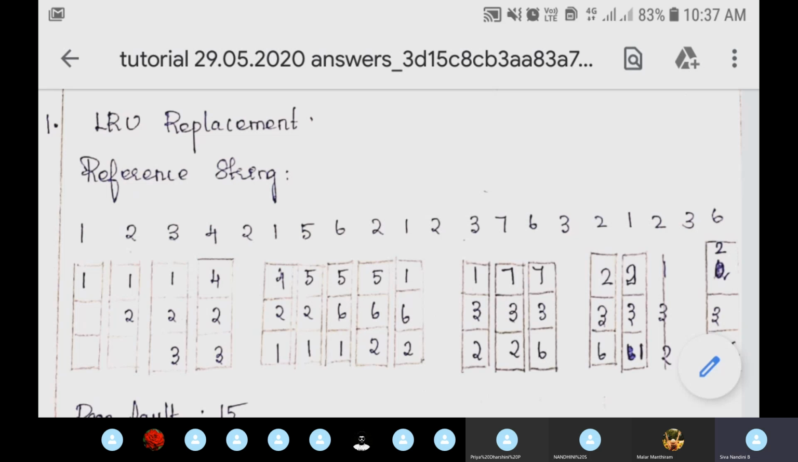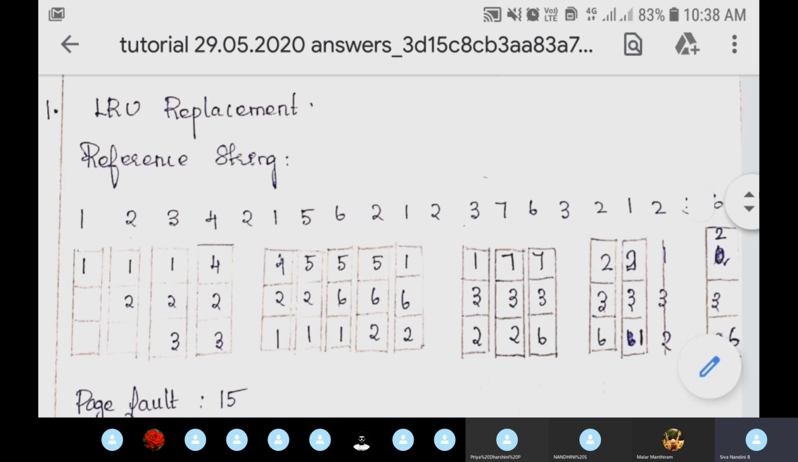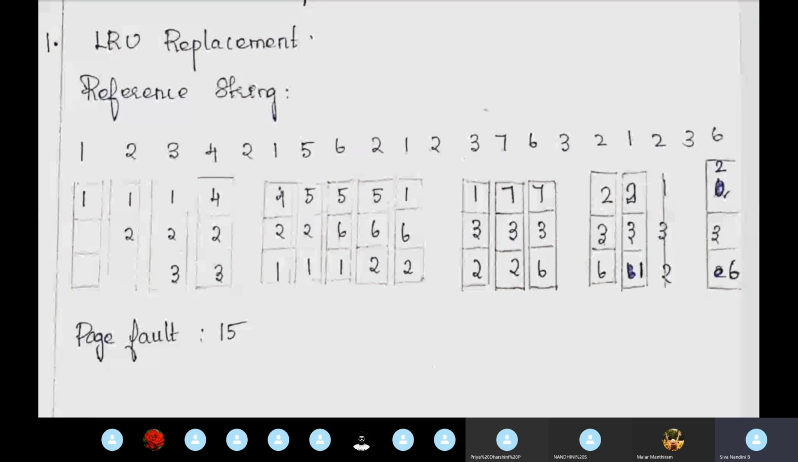Okay, for this we can count the number of page faults that occurred by means of the number of newly drawn blocks. You have to draw a block only if you are having a page replacement. Otherwise, you shouldn't draw a block at all. Then only it will be easy for counting the page faults. So in this case, if I count, I'll be having 15 page faults.